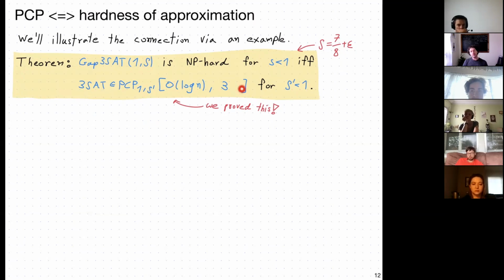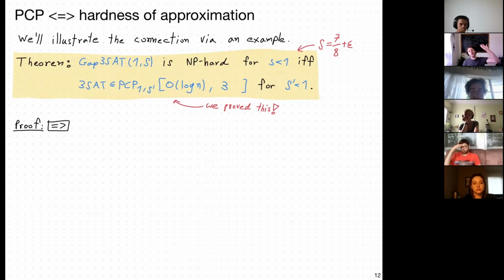Okay, and this theorem is the PCP theorem, which we sketched last time. So now we're going to do a proof, and for the proof we have to do these 2 directions. For the first direction, we'll say, suppose that gap 3-SAT is NP hard. Now let's construct a PCP for it. So does anyone have an idea? Suppose that I know that the gap problem is NP hard. How do I use it to design a PCP?